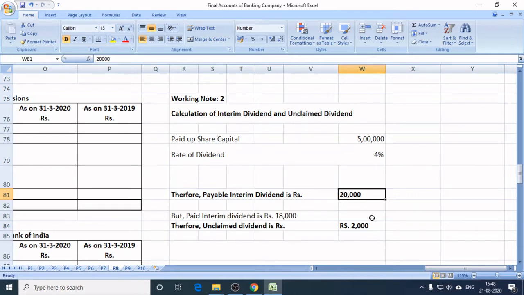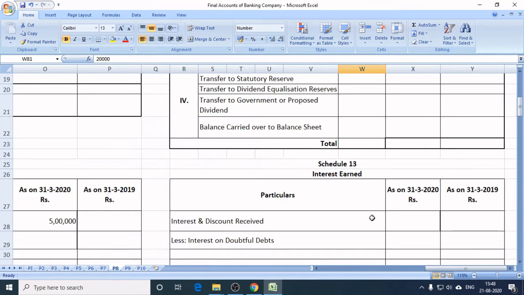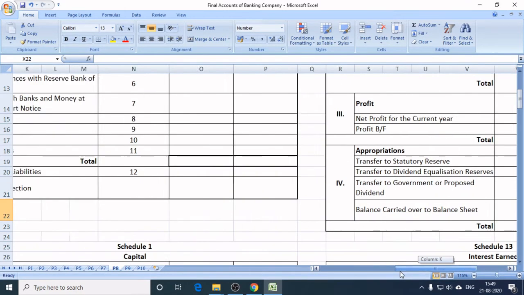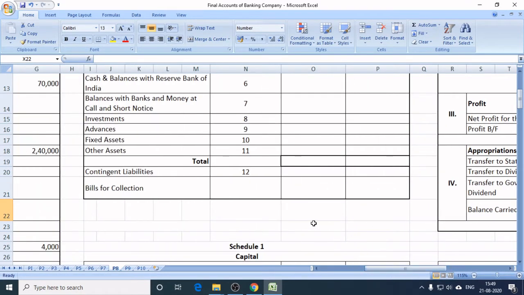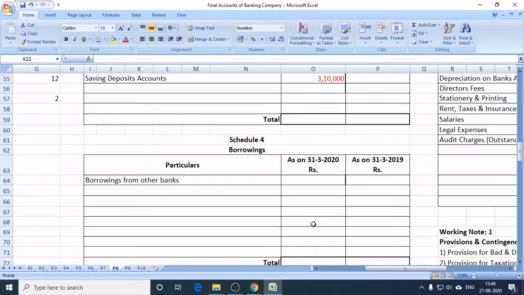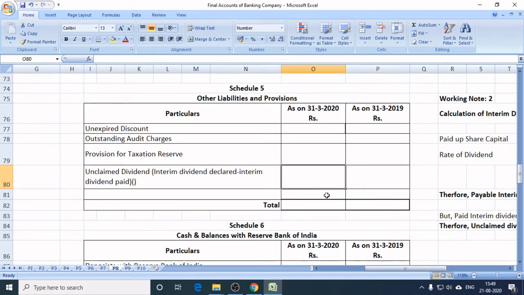Now we all know that the dividend is nothing but an appropriation of profit. So in profit loss account, here see appropriations. Here we have to show the value of dividend declared, that is rupees 20,000, and the 2,000 dividend unclaimed becomes bank's liability, क्योंकि वो अभी तक के पे नहीं हुआ है लेकिन पे करना है. That's why it is bank's liability, and we have to show it under schedule number 5, other liabilities and provision. Here rupees 2,000, this is unclaimed dividend.